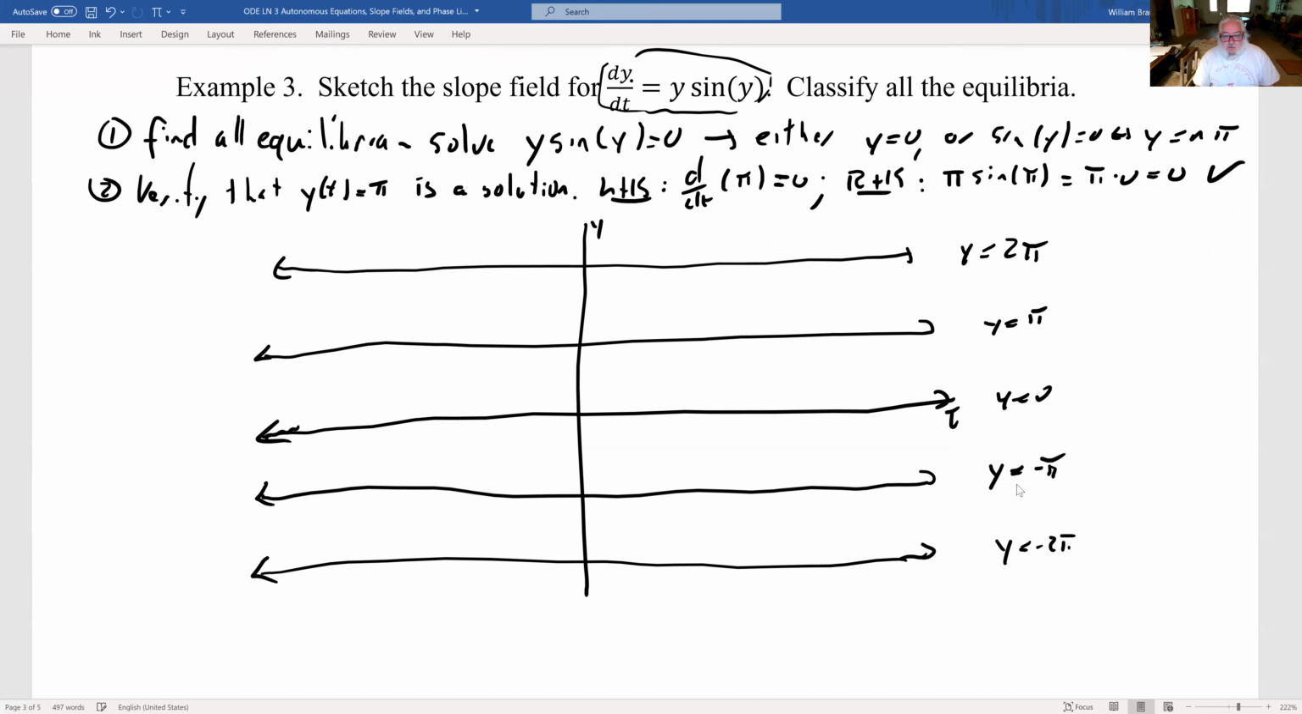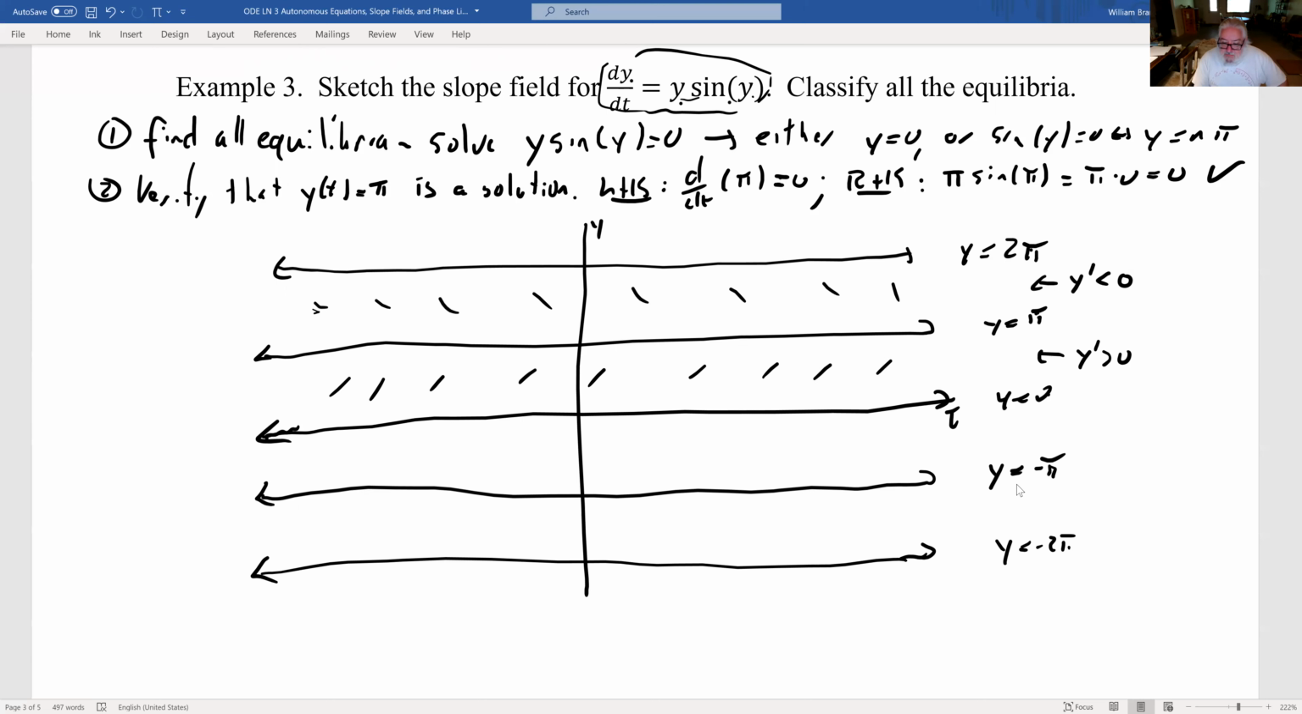Great. So what we want to know now is what the slopes are in between here, right? And it's y sin y. So if we take numbers in here, y is positive because it's between π and 2π, but sin y is negative because y is between π and 2π. So y prime is actually negative. So we're having negative slopes in here. Between 0 and π, y is positive and sin y is positive. So in between these two, we have positive slopes. Something like this.